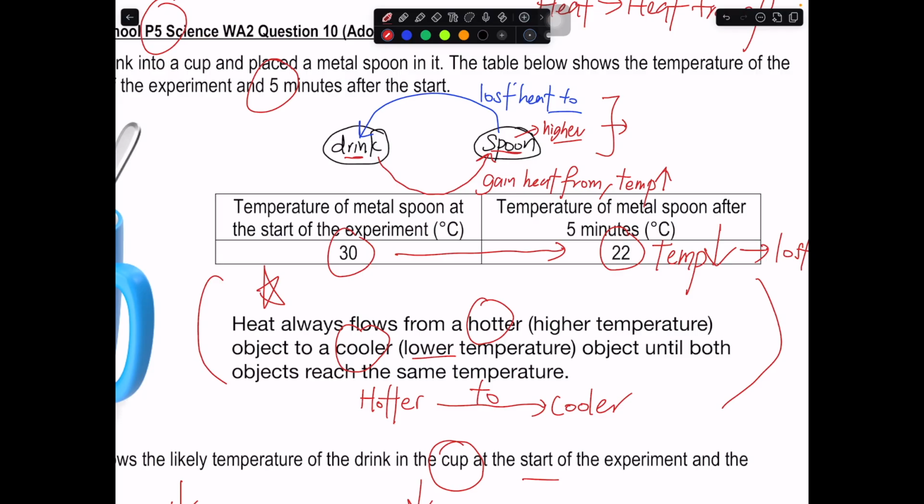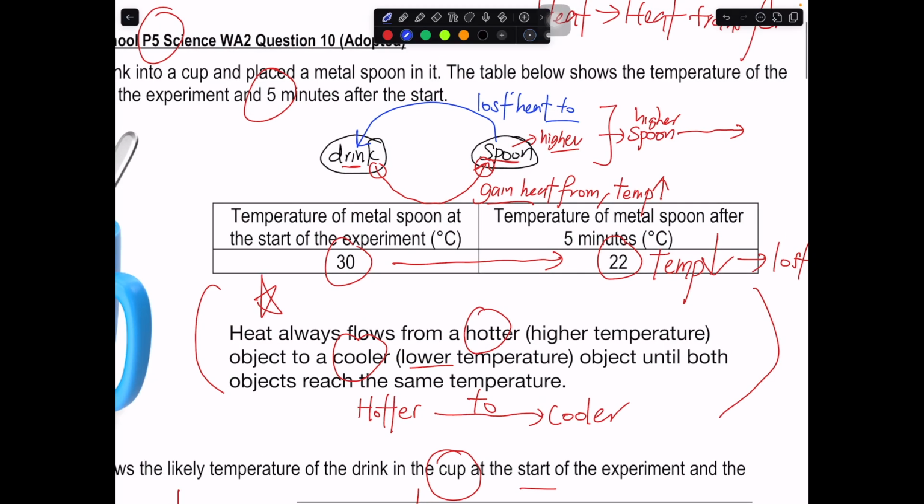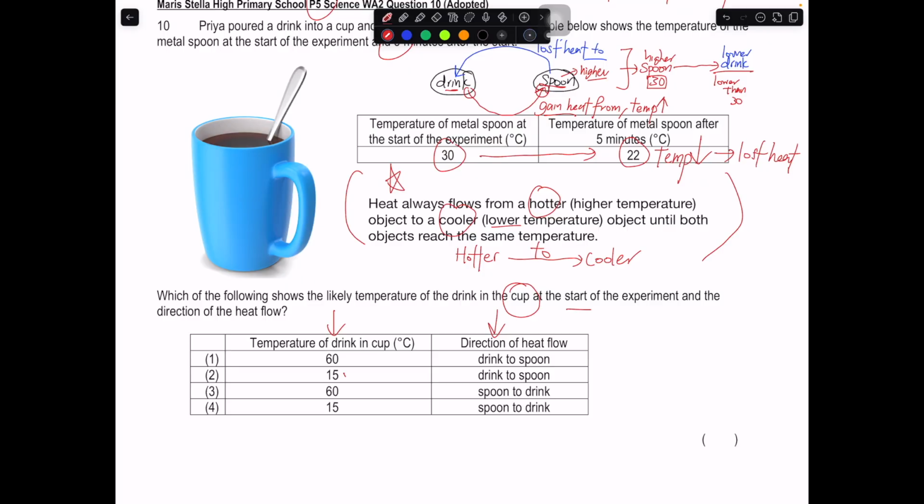If the spoon is at a lower temperature, then the spoon would have gained heat from the drink. Okay, so you can see that the arrow in this case represents gain heat from. So the spoon at a higher temperature is transferring heat to a drink at a lower temperature. So in this case, if the spoon is 30, the drink must be lower than 30 for the heat to be able to transfer to the drink. So that means in this case, the drink should probably be at 15 degrees.